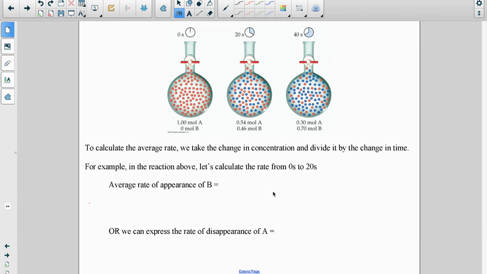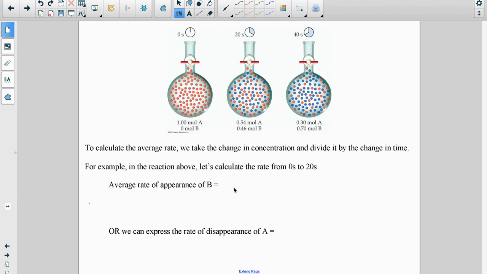All right, so to get an average rate, we're going to take the change in the concentration and divide it by the change in time. Now, the average rate is not going to be used as much. It's not as useful as something called the instantaneous rate, which we'll see on the next slide. The average rate is going to be an average of the rates over two different points in time.